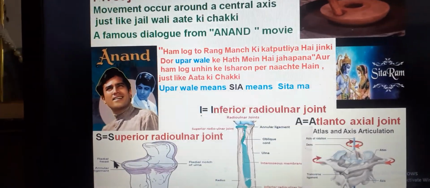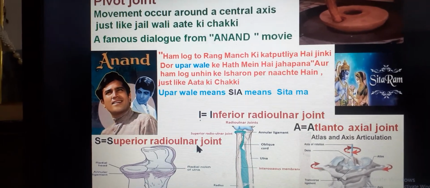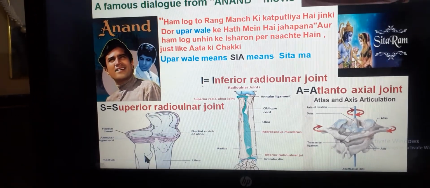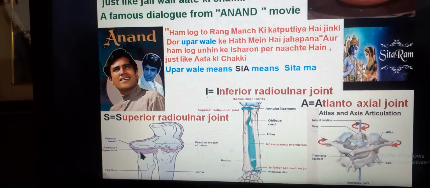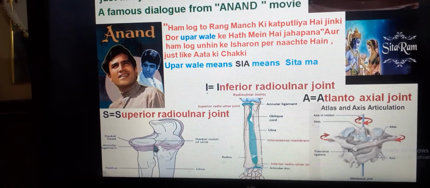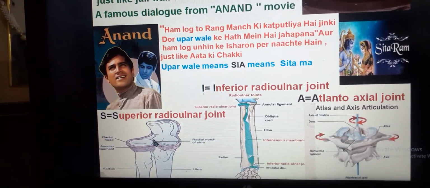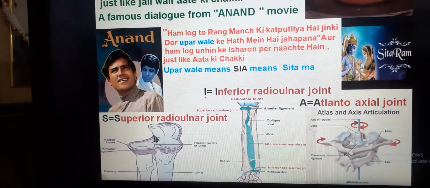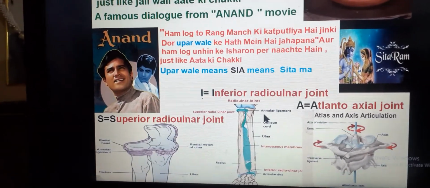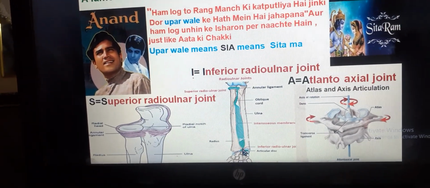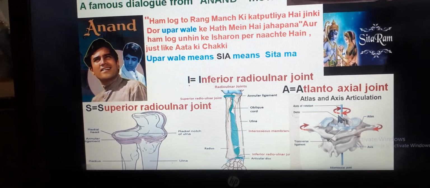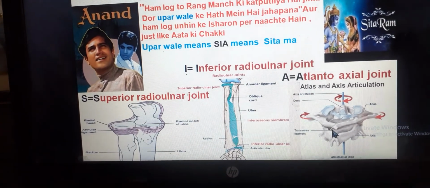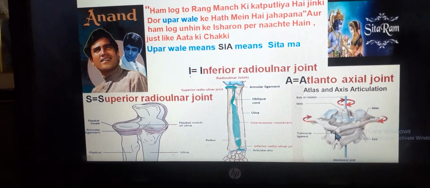So the hint is Siya. So superior radioulnar joint. In between the radius and ulna, here is the annular ligament, and here there is a socket. In between the radius and ulna, this is the superior radioulnar joint. Here is the inferior radioulnar joint, and this is the atlantoaxial joint, in between the atlas and axis, C1 and C2 vertebra.